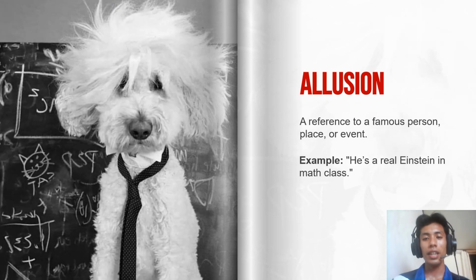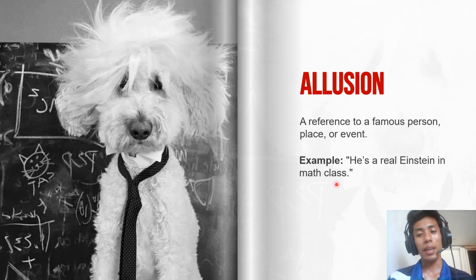Okay, so the last one is what we call allusion. Allusion is a reference to a famous person, place, or event. Example: he's a real Einstein in math class.